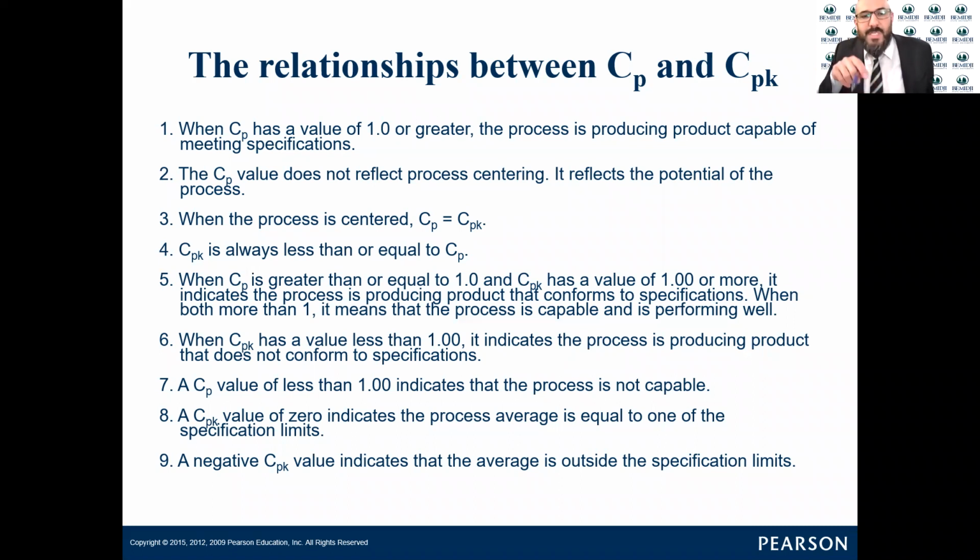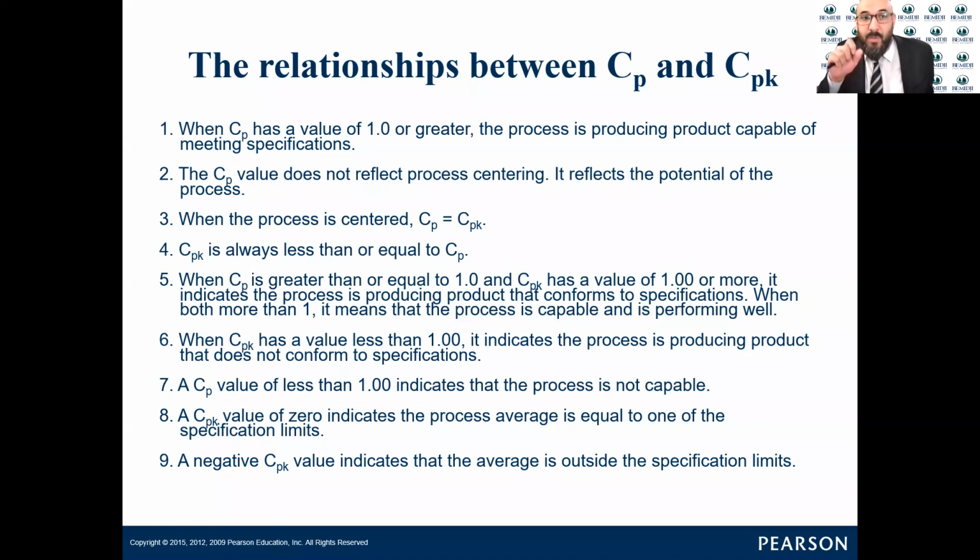CPK is always less than or equal to the CP. That's a rule of thumb. If you have it more, then double check your calculation. When CP is greater than or equal to 1 and CPK has a value of 1 or more, it indicates the process is producing a product or service that conforms to the specifications.